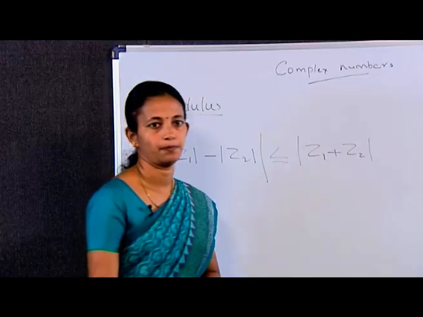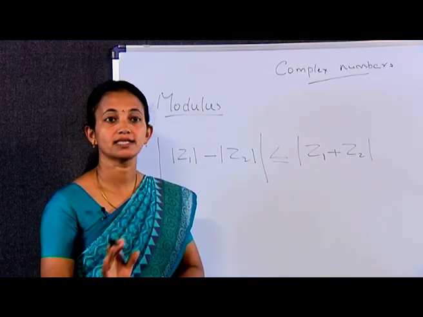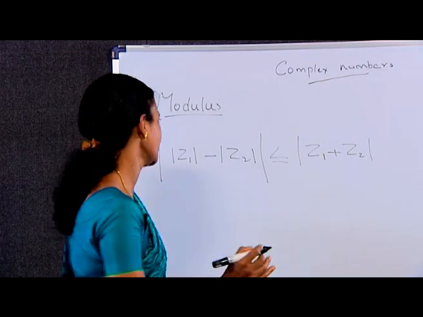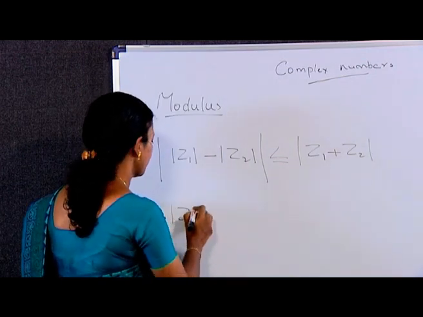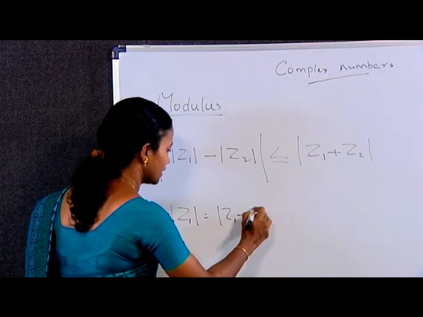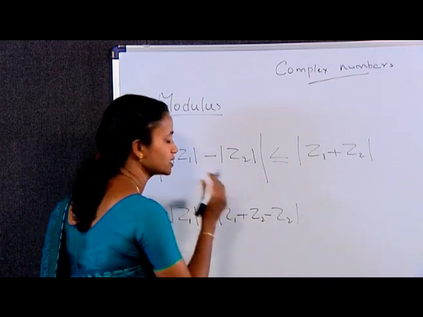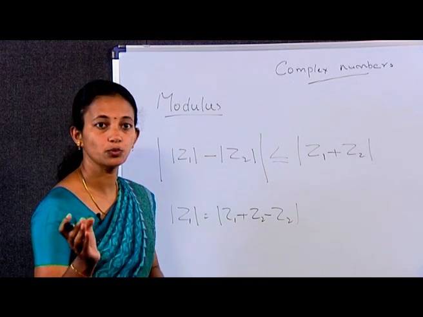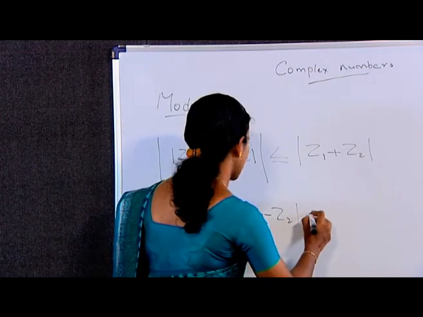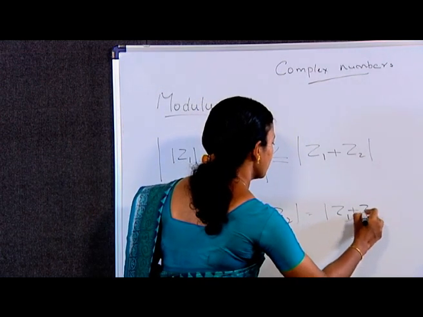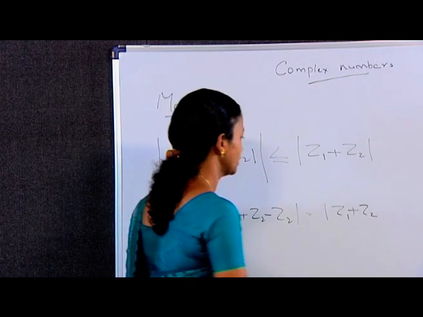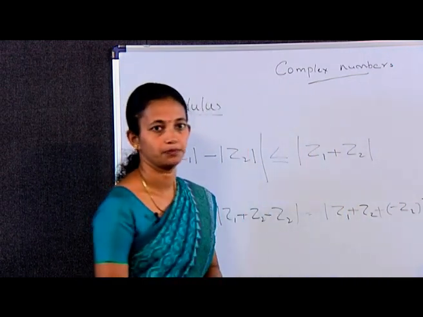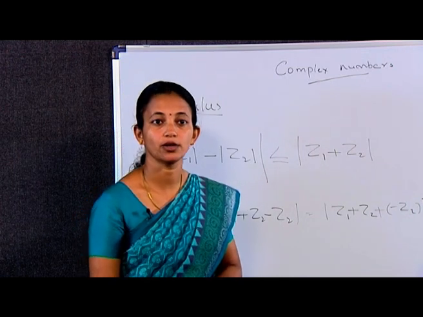Okay. We write mod Z1 as mod of Z1 plus Z2 minus Z2. This is the same as mod Z1, which is equal to mod of Z1 plus Z2 plus minus Z2. Instead of minus Z2, we can write plus minus Z2. Both are the same.